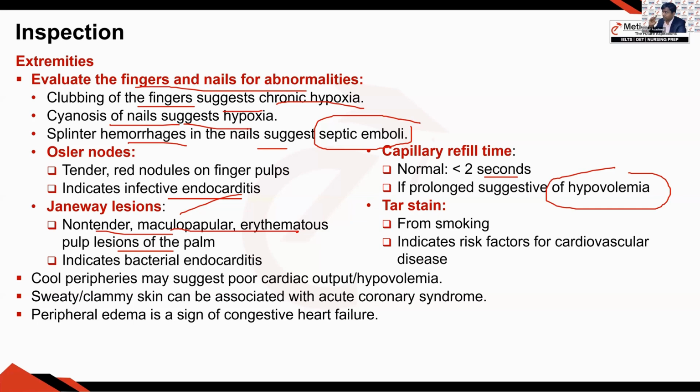And cardiovascular assessment of the extremities, tar staining. Some staining will be there in the fingers of a chronic smoker. Now look, in smokers of 30-35 years, the fingers and everywhere will have tar staining. It is an indication of smoking, which indicates risk of cardiovascular disease.